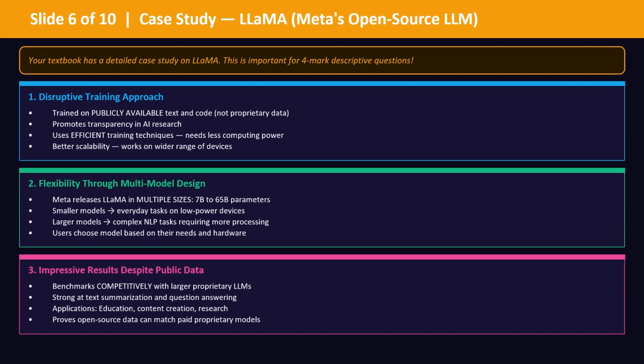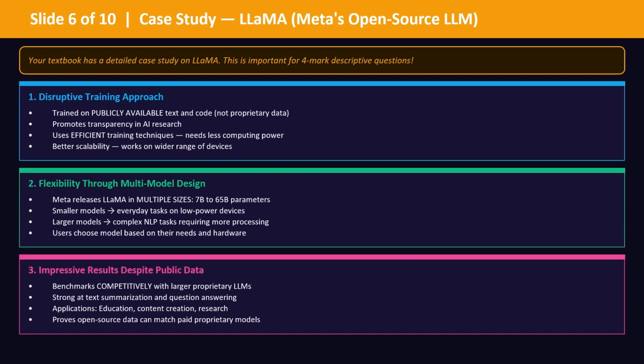Most LLMs are trained on private, expensive proprietary data. LLaMA is different. It uses publicly available text and code from the internet. This promotes transparency and makes AI research more accessible to everyone. It also uses efficient training techniques that require less computing power, which means it works on more devices.